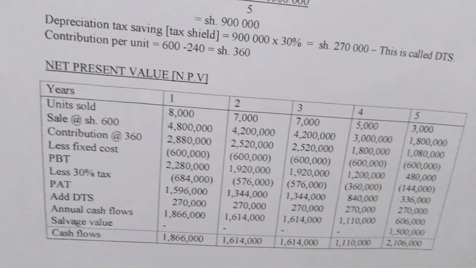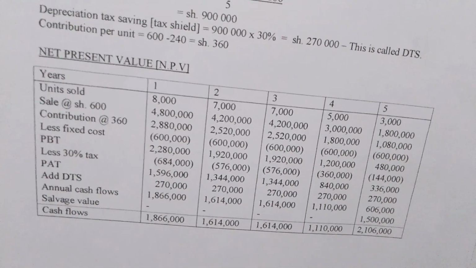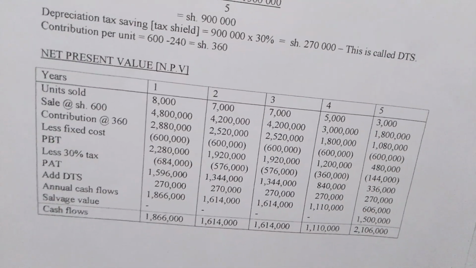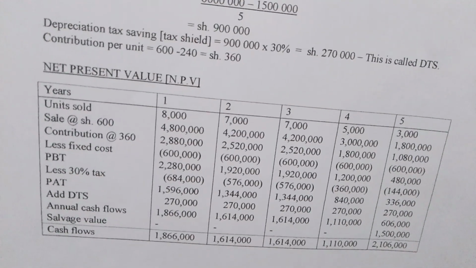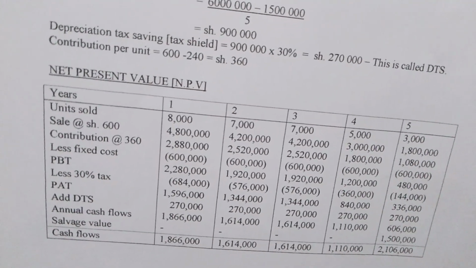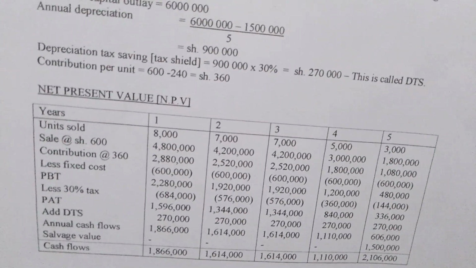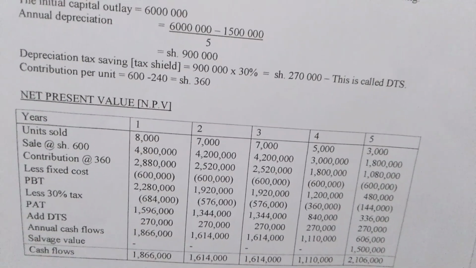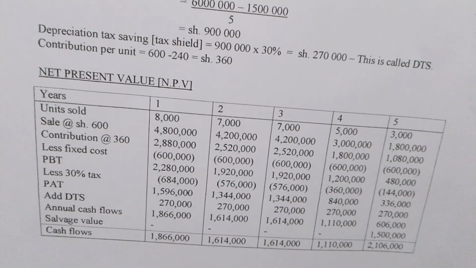So what we do now is that we arrange this period in these columns, and we know that we have 5 columns, year 1 up to year 5. Because the expected useful life is 5 years, we have a column for years, year 1, 2, 3, 4, 5. How many units are we to sell?